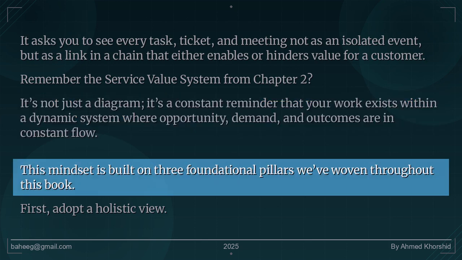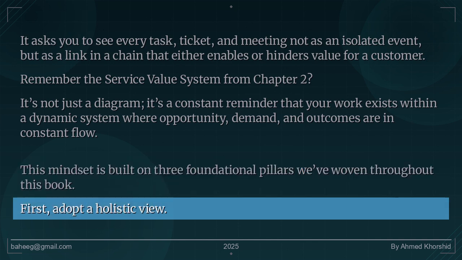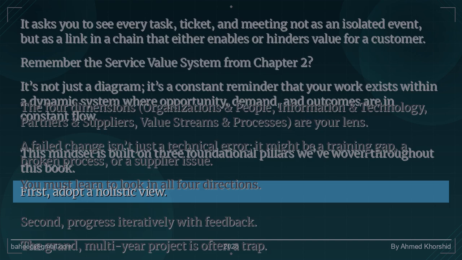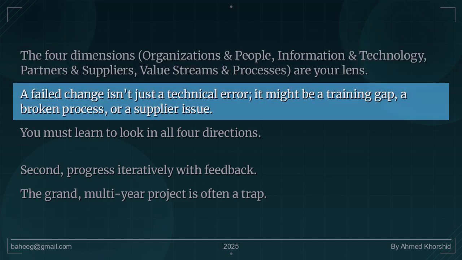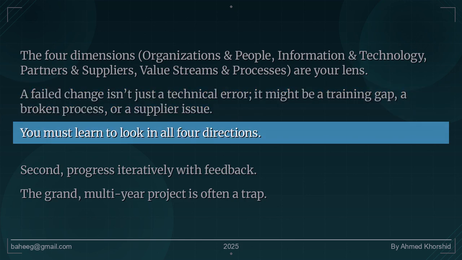This mindset is built on 3 foundational pillars we've woven throughout this book. First, adopt a holistic view. The 4 dimensions, organizations and people, information and technology, partners and suppliers, value streams and processes, are your lens. A failed change isn't just a technical error, it might be a training gap, a broken process, or a supplier issue. You must learn to look in all 4 directions.